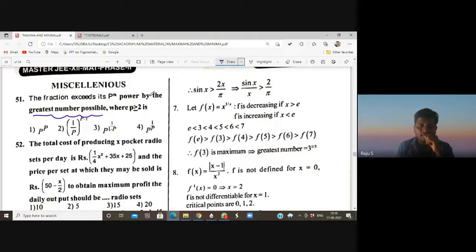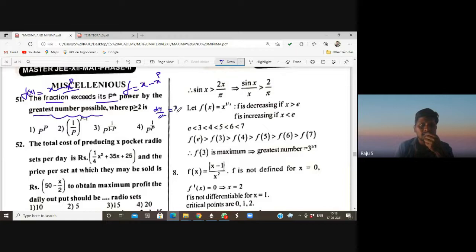Like I'm taking x as a fraction, x is a fraction, its maximum. The function is given by x minus its pth power, nothing but x power p. Once again, the fraction I'm taking as x. This x exceeds its pth power, x power p. This is the function. After getting the function, find dy by dx.